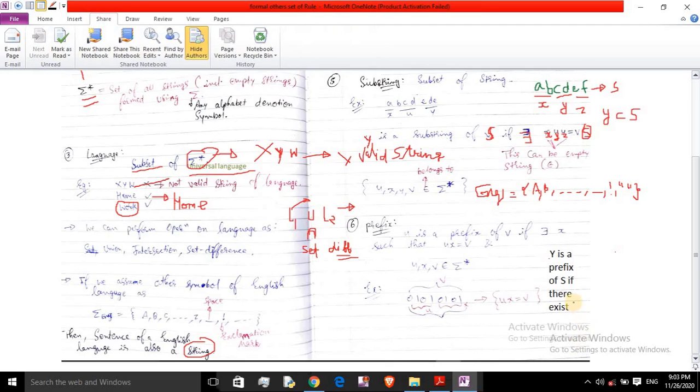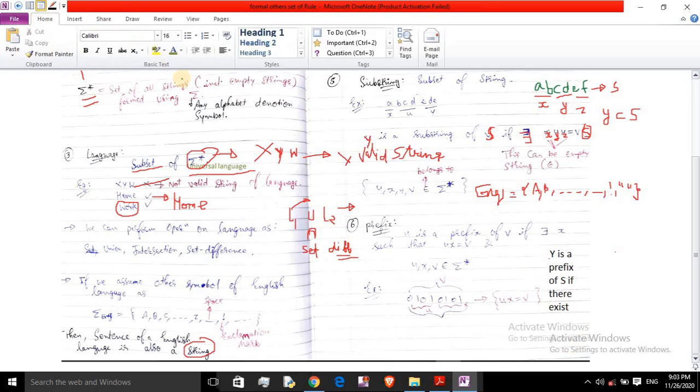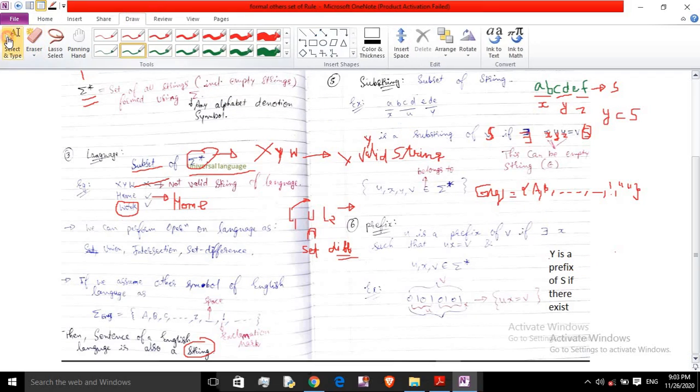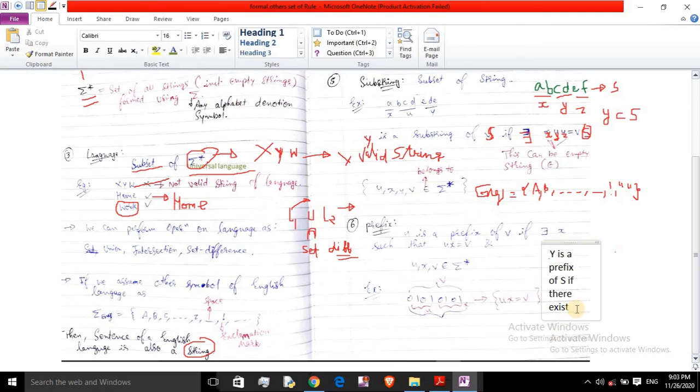Okay, now look at this. I will write again what it is. Y is a prefix of s if there exists x such that yx is equal to s. Now see what it is saying.